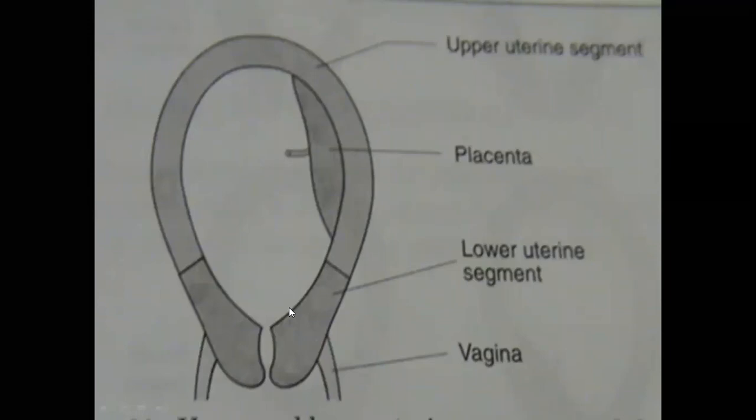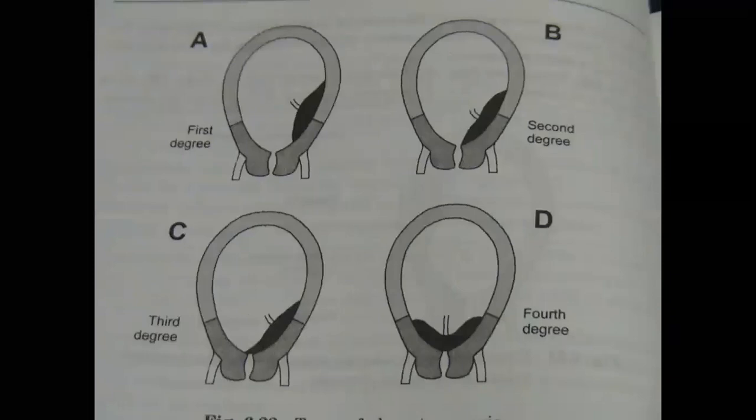A question can be asked: short note on placenta previa. So you should understand it in first year, as well as in third year gynae and obs. Placenta previa, what is it? It is an abnormal condition in which the placenta is not attached to the upper uterine segment. It is attached to the lower uterine segment. That is known as placenta previa. Placenta previa has four degrees.